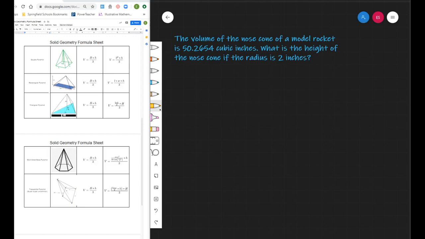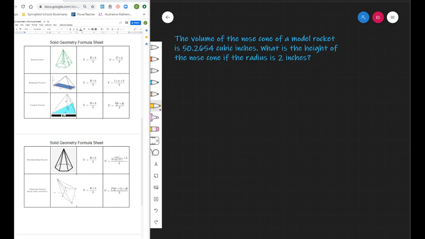Today we're going to be looking at finding missing parts of cones and pyramids. Essentially, if we know the volume of a cone or pyramid, we want to be able to find a part of that cone or pyramid, either the height, radius, a side length, that sort of thing. So if we know the volume and we know another part, we want to be able to find the missing piece. So we're going to take a look and see if we can figure out what we might need to do for some of these types of problems.